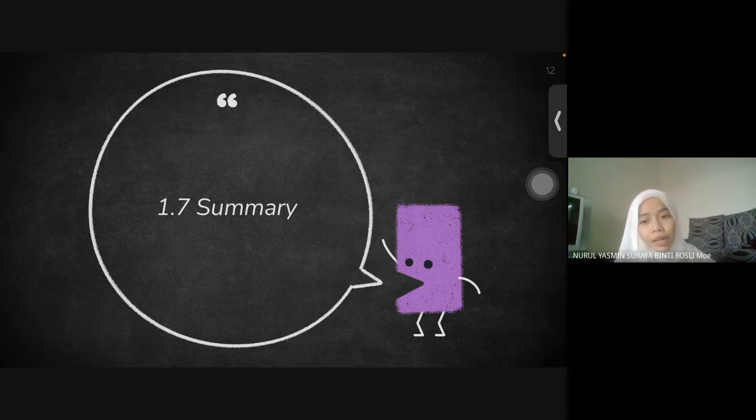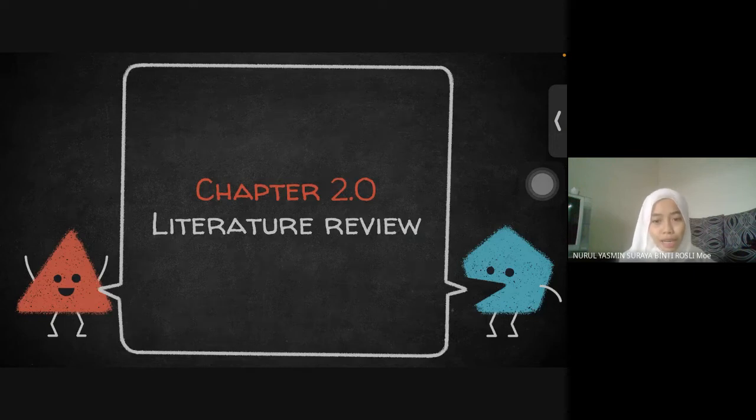So in summary, this chapter introduced the general information and general idea of the study, that covers the topic of the research, problem statement, and defines the purpose of the study. And the scope and limitations are also included in this chapter. The significance of the study and operational definition of the terms used throughout this research. Next, we will go into the second chapter, which is the literature review.